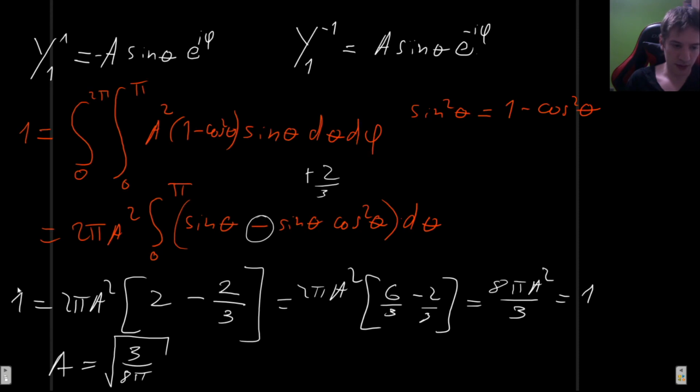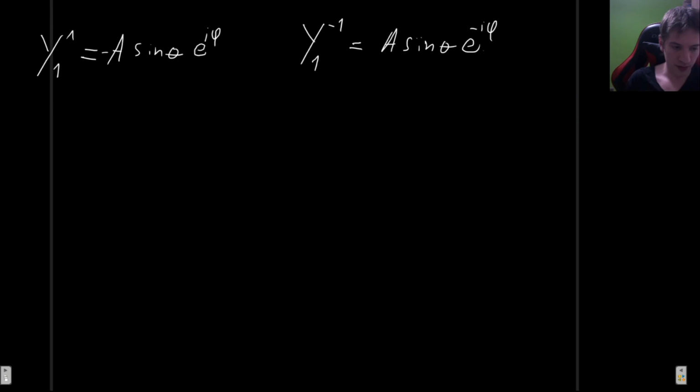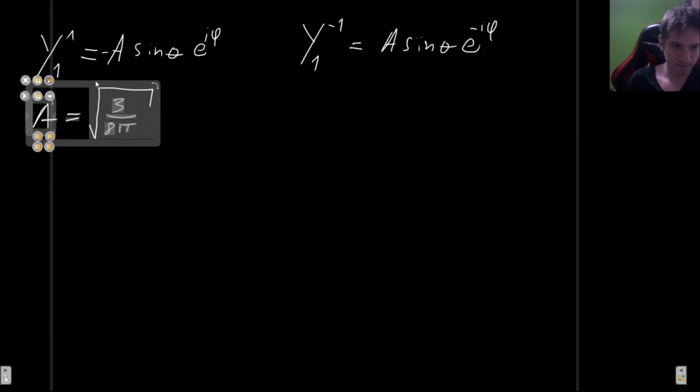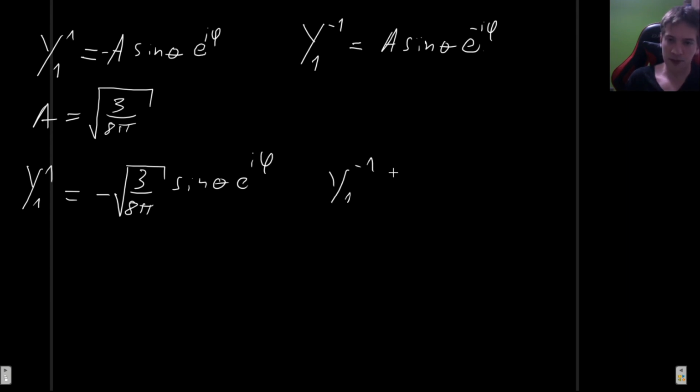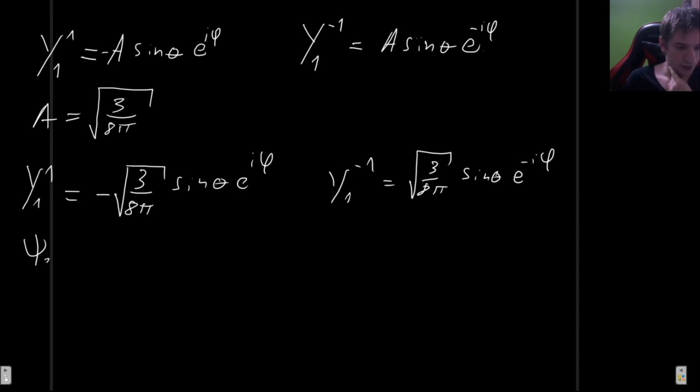So let me write it all together. Y 1 1 is going to be minus square root of 3 divided by 8 pi sine theta e to the i phi, and Y 1 minus 1 will be positive square root of 3 divided by 8 pi sine theta e to the minus i phi. Okay, now we are almost ready. We only need to combine this with the radial part.